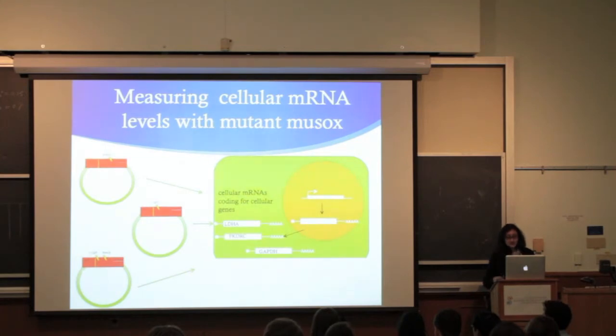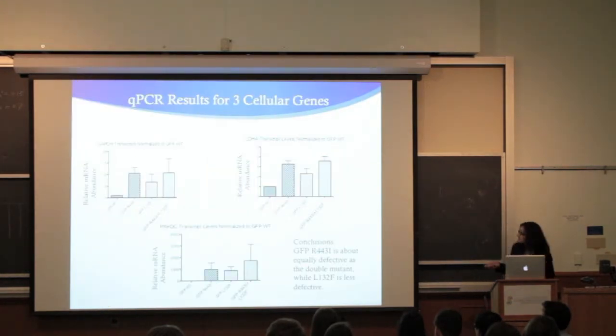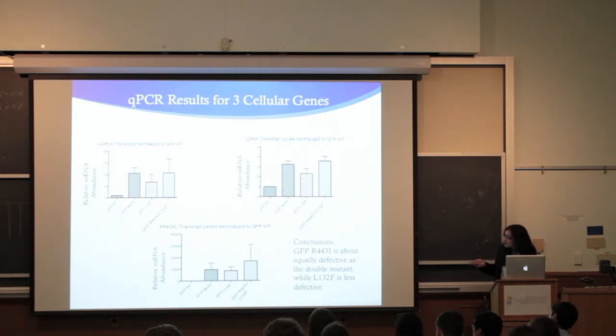And so the results of these qPCRs will give us bar graphs that tell you the relative mRNA abundance levels of these three genes. Each of these genes is an average of 3 trials for qPCRs. Directing your attention to this first graph here, on the y-axis we have the relative mRNA abundance, and then we have GFP wild type, then alpha-4, L132F, and then the double mutant here. We made GFP wild type equal to 1, so we can measure the relative defectiveness among the MUSOX mutant constructs.